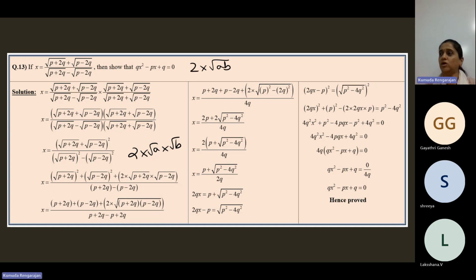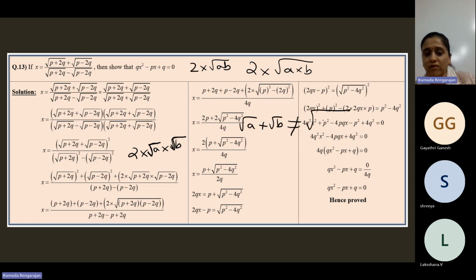Root a into root b is root of ab. Both of them are under the square root, so you can put them under the same square root and multiply them. Well, you cannot write square root of a plus square root of b as square root of (a plus b). This is incorrect. Square root of a plus square root of b is not equal to square root of (a plus b). This rule does not hold good for addition and subtraction. It holds good for multiplication and division.